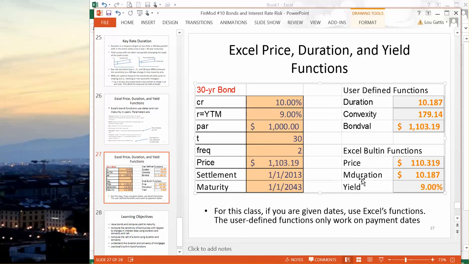Generally, I will always use Excel's duration, price, and yield functions, only because the functions that we've talked about so far, that we've built or used, assume the bond is on its coupon payment date. So it doesn't handle very well the fact that you might try to value the bond or calculate duration in between coupon payment dates, where modified duration or price or Excel's built-in functions will work on those dates.